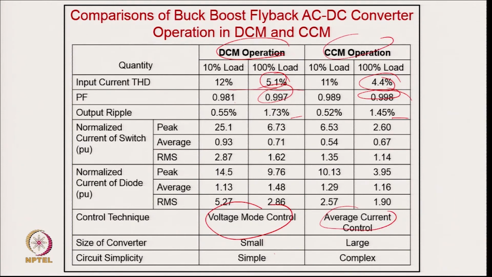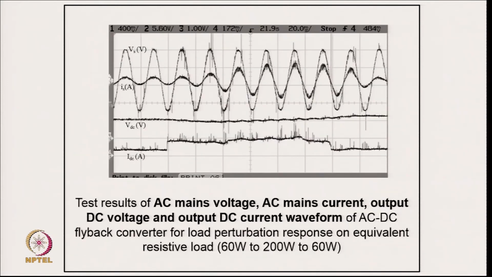The major difference in CCM is the current stress. Even at full load, the peak current rating of the device is much higher than what you would typically allow, about 3 times. Similarly, in case of the diode it is around 3 times the current rating, as well as the device. And this is after looking at the prototype.